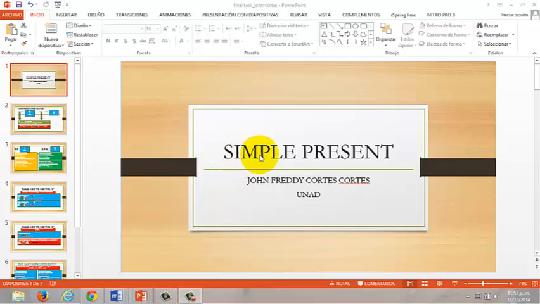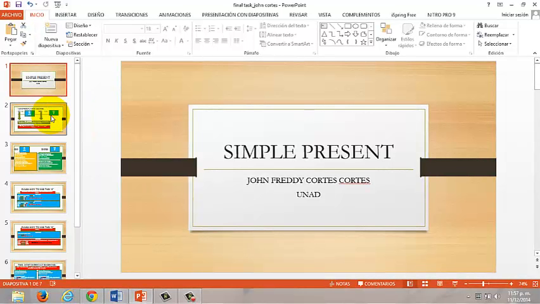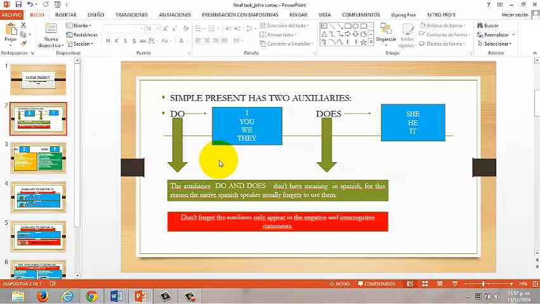I'm going to explain you the simple present tense. First of all, the simple present is a routine tense. Later I'm going to explain this part better. In the simple present we have two auxiliaries: the auxiliary do and the auxiliary does.